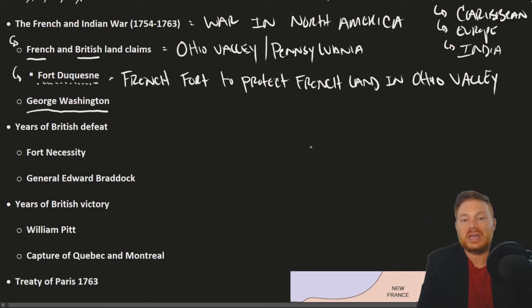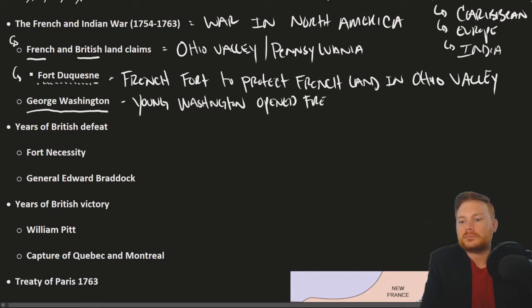this contested land that he and his men opened fire on French forces, effectively starting the 7 Years' War, or starting the French and Indian War. We might say about George Washington, a very young Washington at the time, opened fire on France, starting the war.